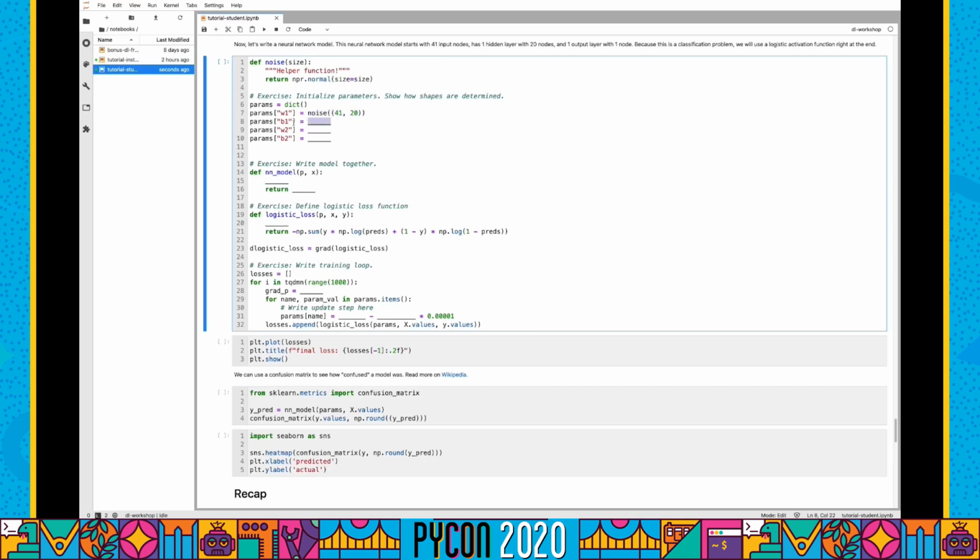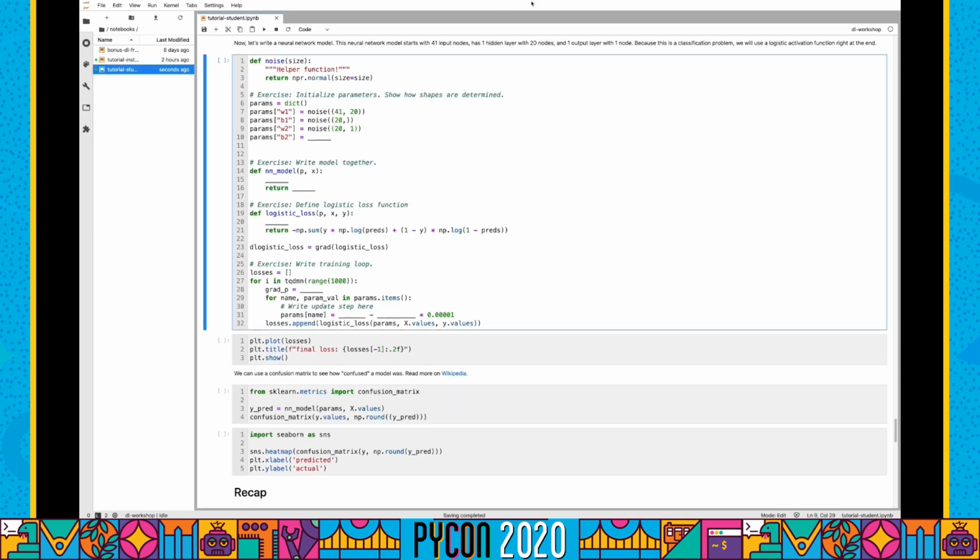And we need the bias term inside there as well. So params of b1 will be noise of shape 20 comma, so it's a row vector. We'll then do params of W2 will be noise of 20 by 1, and this helps us take us from 20-dimensional inputs to 1-dimensional outputs. And finally, the bias term is always going to be the output number of dimensions. All right.